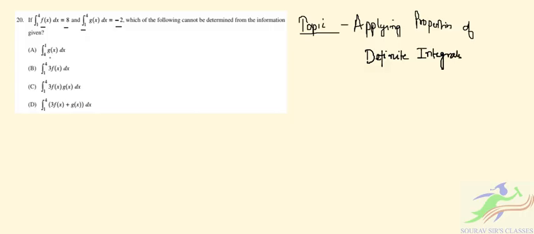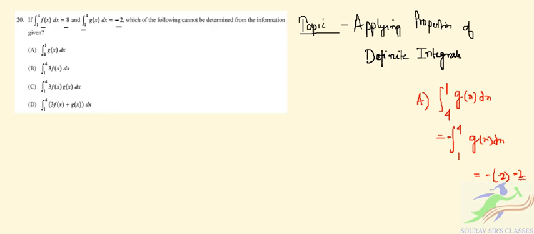So how to solve? If we take option A, the integral from 4 to 1 of g(x), this is incorrect because the value of this integral can be determined using this property of definite integrals. So we can write it as minus the integral from 1 to 4 of g(x) dx, which is nothing but minus of minus 2, so that value we can determine. Similarly, from option B we can also determine the value. It will come to about 24.